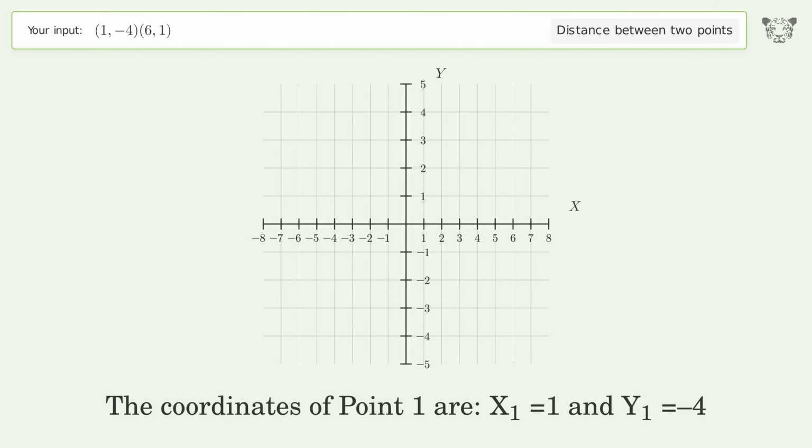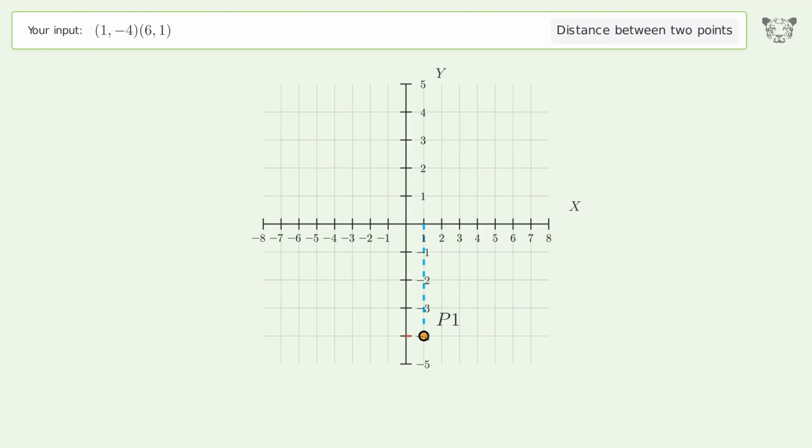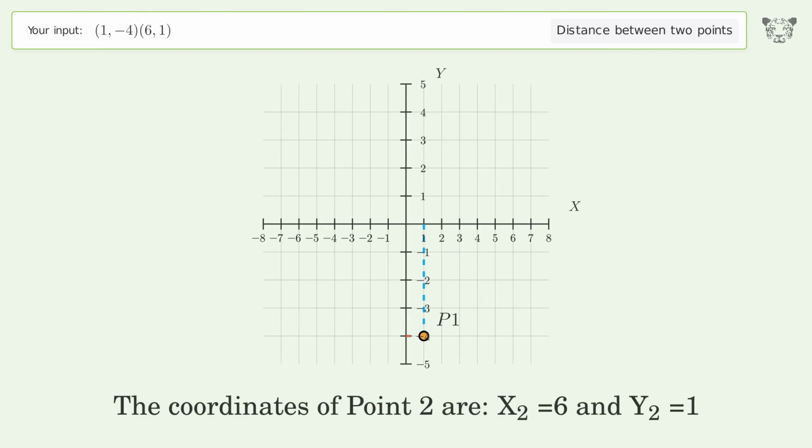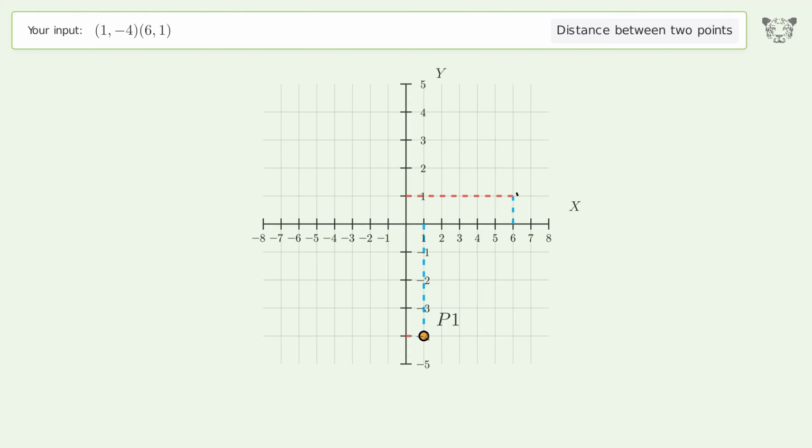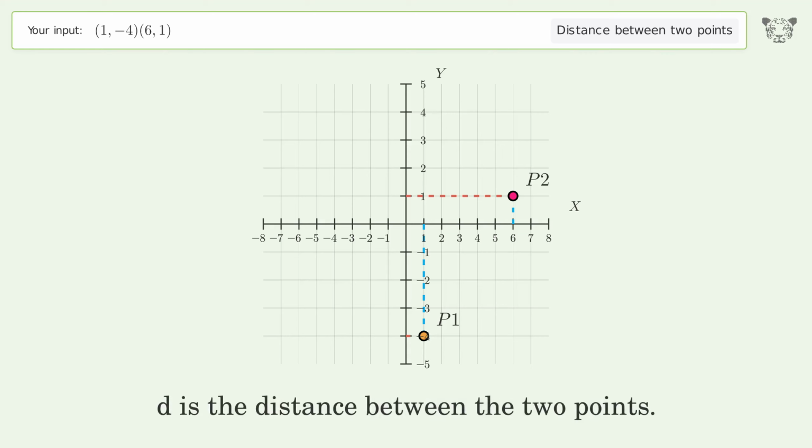The coordinates of point 1 are, x1 equals 1 and y1 equals -4. The coordinates of point 2 are, x2 equals 6 and y2 equals 1. D is the distance between the 2 points.